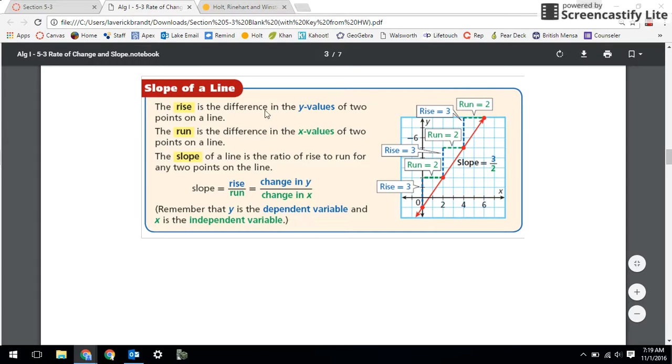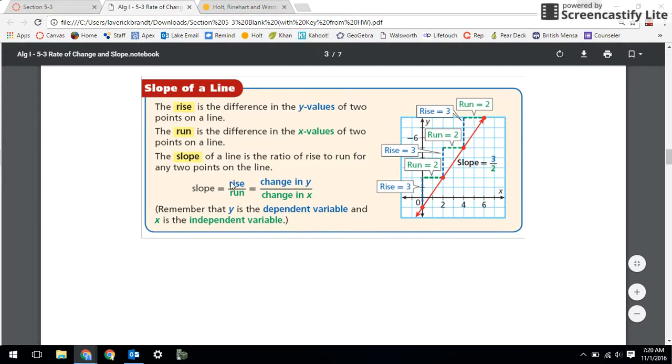So the rise is the difference of the y values, and the run is the difference of the x values. A lot of people say that slope is a ratio of rise to run. That's something we talk about a lot. Slope is a ratio of rise to run. Rise is the difference in the y values, how much you're going up or down. Run is the difference in the x values, how much you're going left or right. Make sure you take into account whether it's going to be positive or negative, whether you have a negative rise where you're going down, or whether you have a negative run where you're going left.